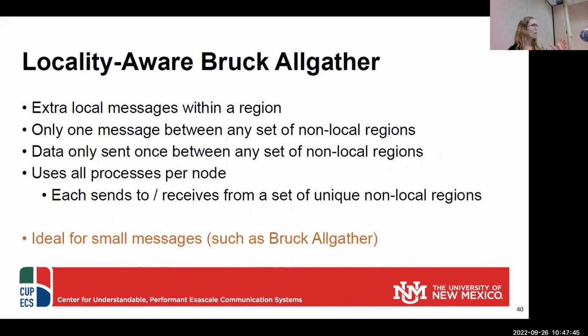So the Locality-Aware Bruck Allgather has extra local messages within a region, similar to the hierarchical collectives. However, only one message is sent between any set of non-local regions. Data is only sent once between any set of non-local regions. And we're using all of the processes per node now, so that each can send to or receive from a unique set of non-local regions. So this is ideal for smaller messages, such as the Bruck Allgather.